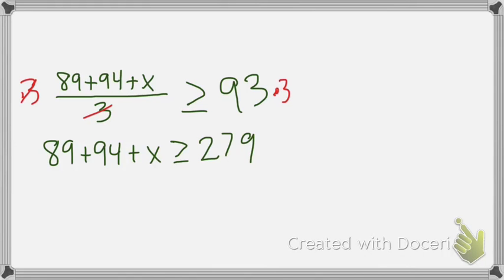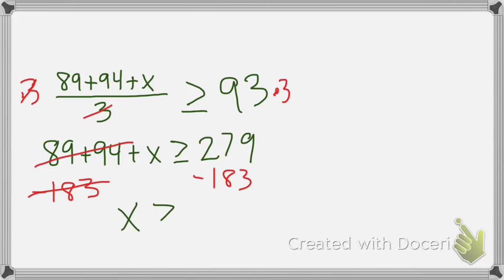Would you rather add them up and then subtract whatever that is? Okay. So what's 94 plus 89? 183. So I'm going to subtract 183 from both sides. That's going to cancel all of that, leaving us with just X greater than or equal to 96.